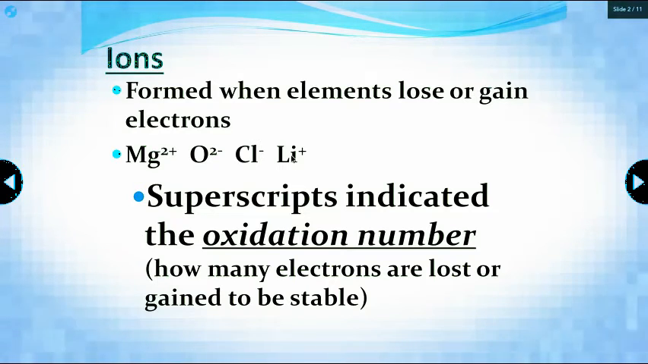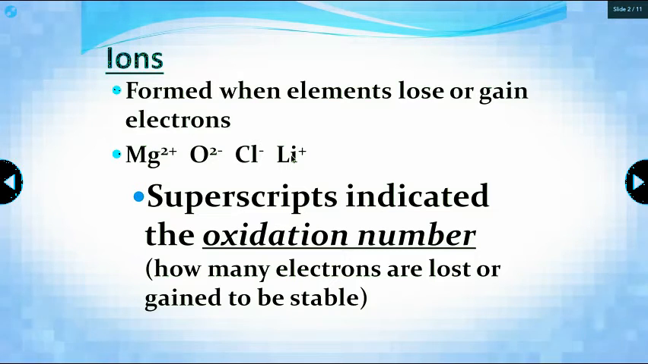Looking at lithium, lithium is number 3 on the periodic table. And so that wants to be like helium in order to be stable. So in order to do that, it needs to get rid of its 1 valence electron. So by becoming a lithium ion, it becomes stable.